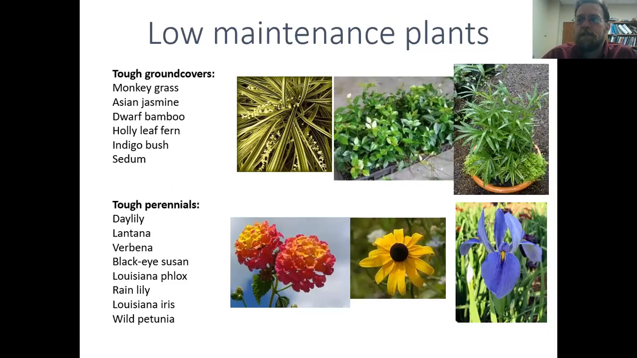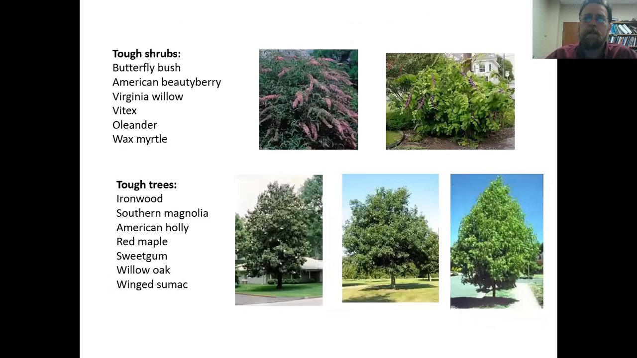Some more really good examples of low maintenance plants for ground covers. Monkey grass. I'm going to take Asian jasmine off that list because it does tend to spread like crazy. Sedum is one of my new favorites. I think it just does fantastically well and looks really gorgeous out in the landscape. Keep those irises in mind, particularly for wet areas. Lilies do fantastic. Verbena is another really great, sort of low growing perennial as well.